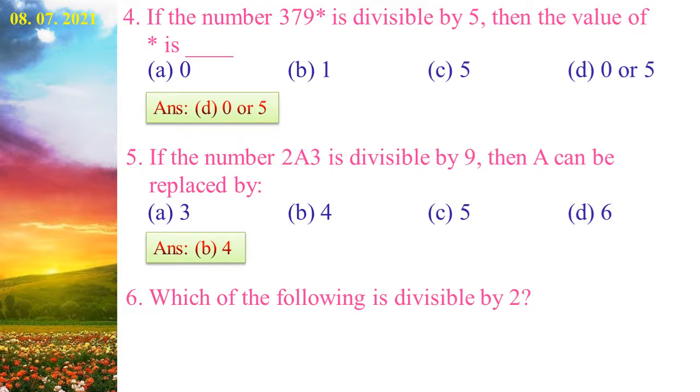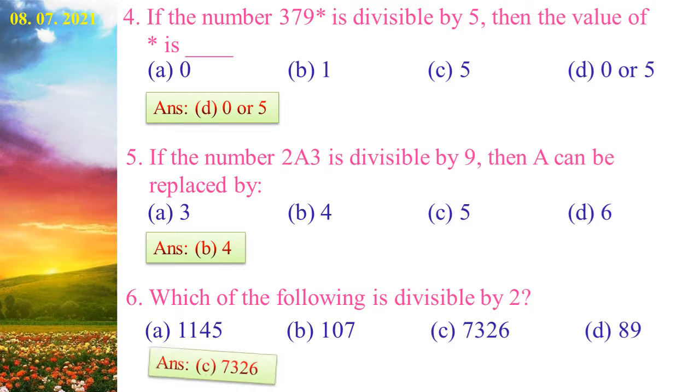Next question. Which of the following is divisible by 2? Option A 1145, option B 107, option C 7326, option D 89. Which is correct? Yes. Option C 7326. The divisibility rule of 2 is a number is divisible by 2 if its ones digit is 0, 2, 4, 6 or 8. So, option C is correct.